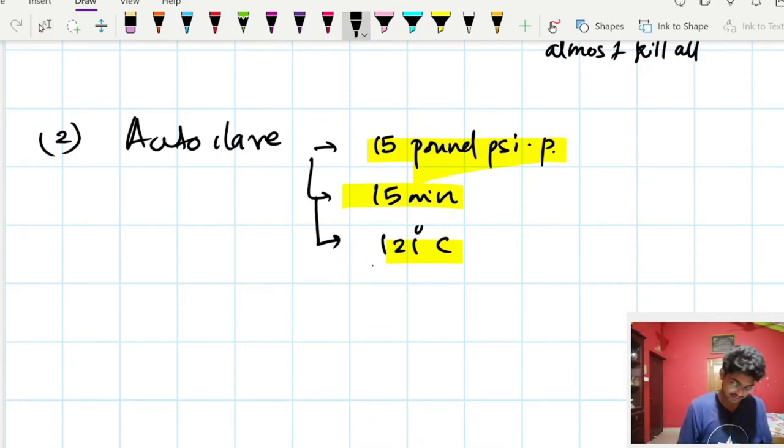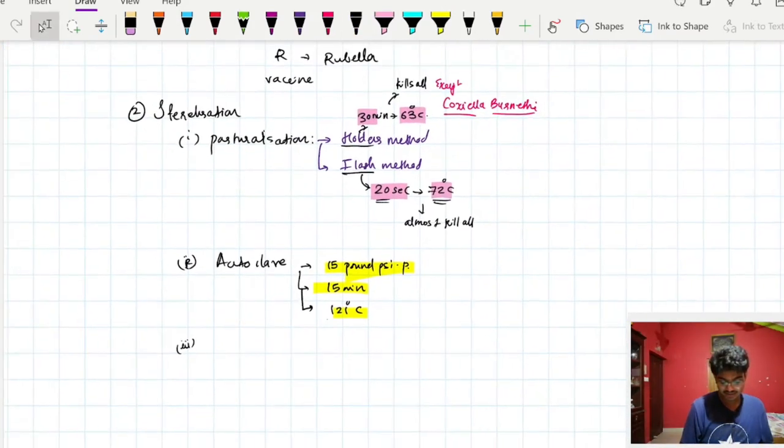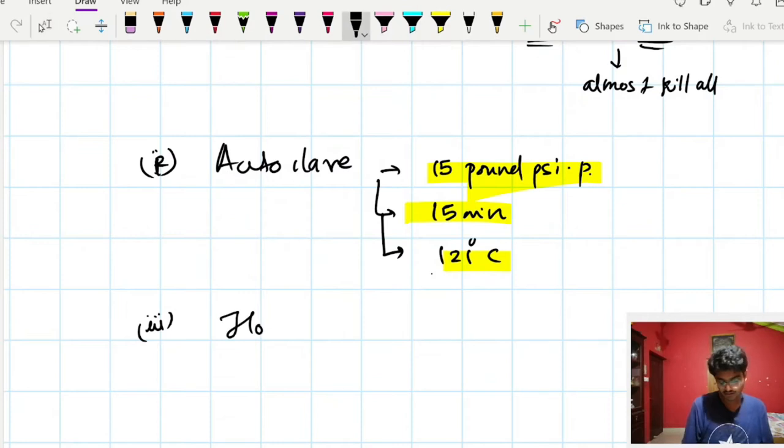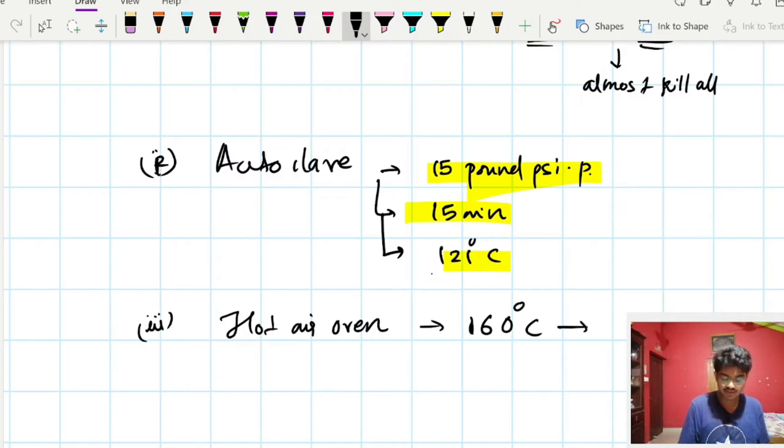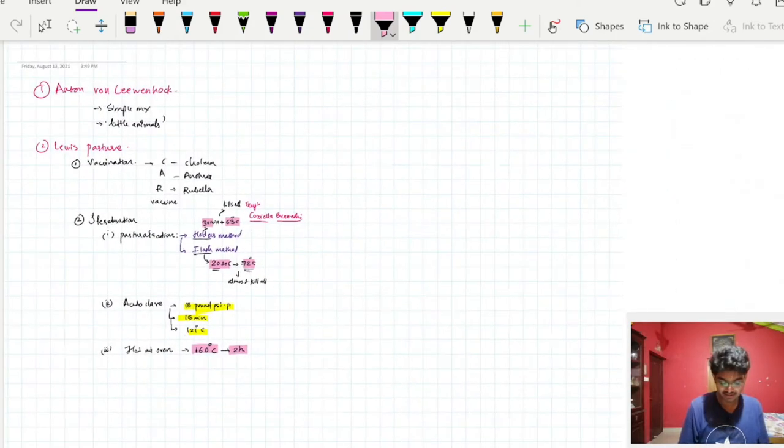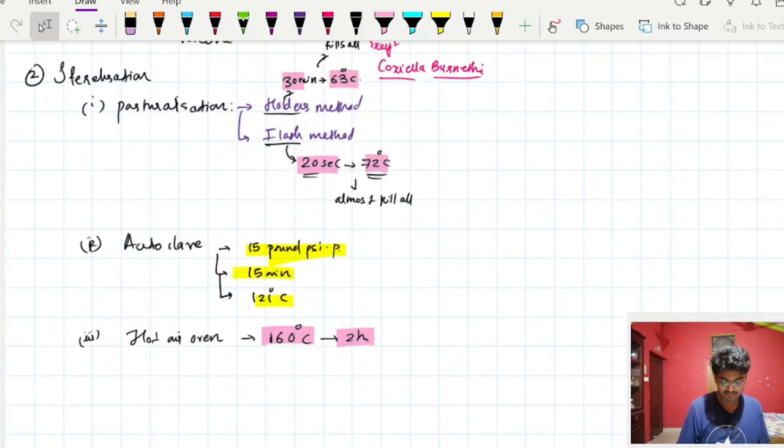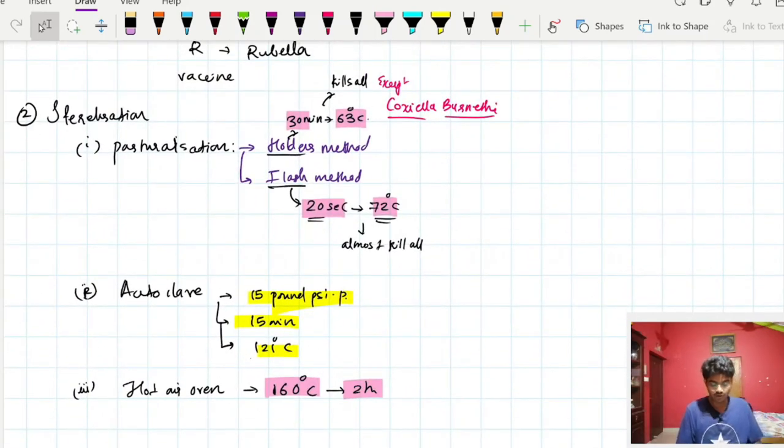The third method under sterilization introduced by Louis Pasteur is the hot air oven. Its name itself indicates that we pass hot air, warm air, continuously through an oven-like chamber where the instrument is kept. Here we keep the chamber at a temperature of 160 degrees Celsius, and we keep the instrument for 2 hours. So 160 degrees Celsius, 2 hours. These are the three methods under sterilization: pasteurization, autoclave, and hot air oven.